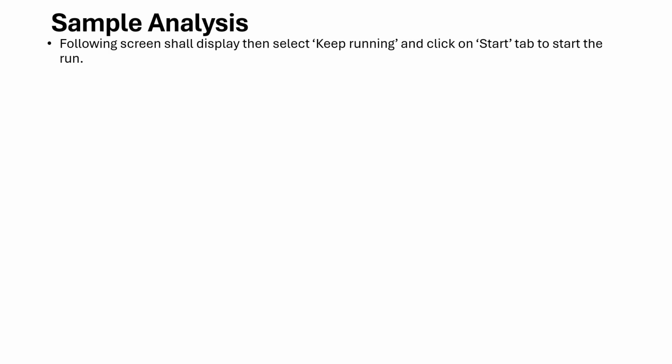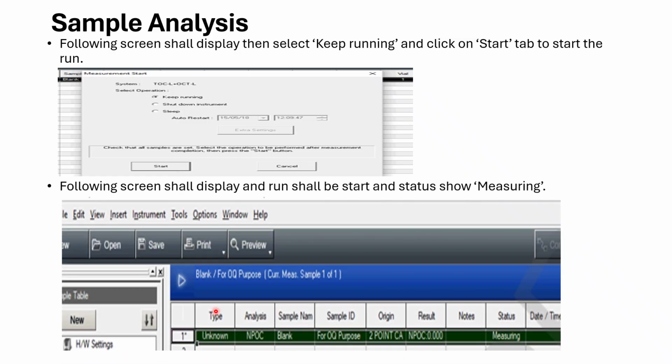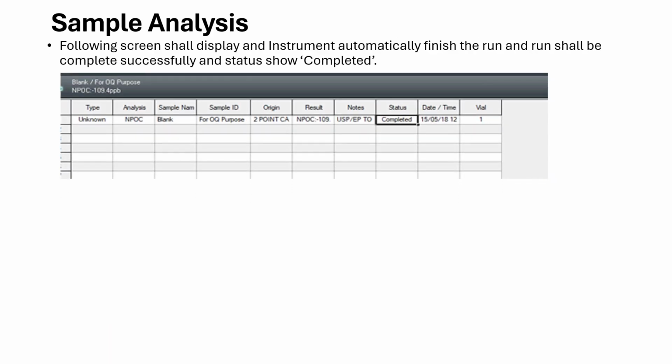So once you click on the OK option, this screen shall be displayed. So you need to ensure that the selection is at keep running, and then click on the start option. Here you can see, right? And then this screen will display, and you can see the status as measuring, and it will show that your analysis has been started, right? So once your analysis is finished for this particular injection, you can see the status will change to completed. That means your analysis for this injection has been completed, right?